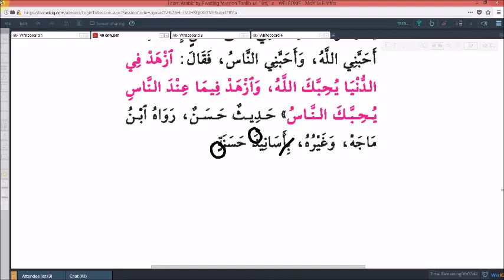Any questions about that hadith? Izhad fid dunya, yuhibbukallah, be abstemious, be simple, whatever, in the dunya, and Allah will love you. Wazhad fima inda nas, and be abstemious in what is with the people. Yuhibbaka an-nas, the people will love you.